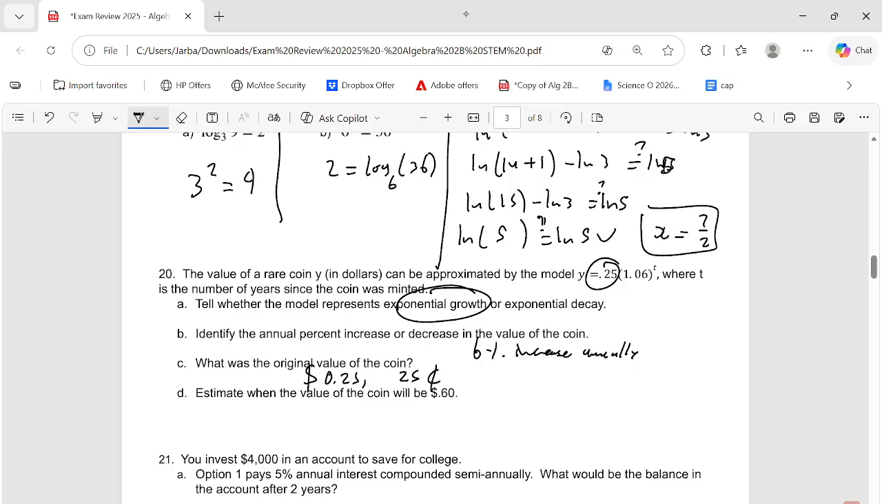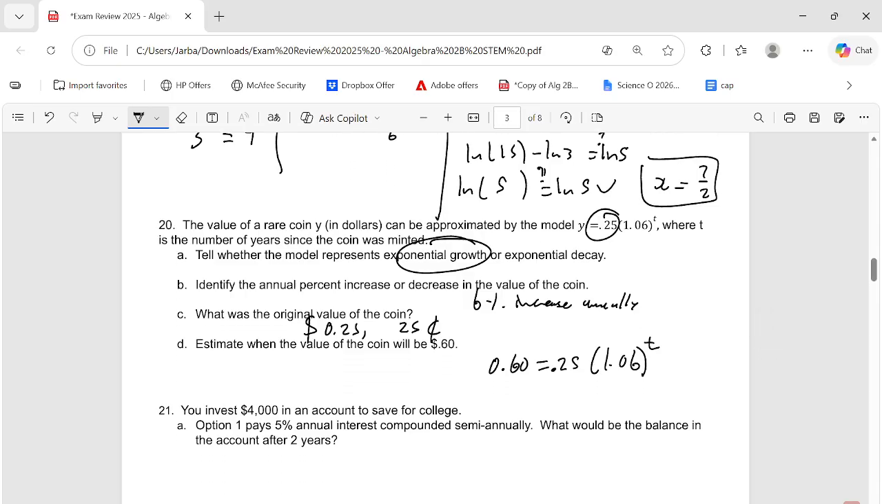Estimate when the value of the coin will be $0.60. Well, we could estimate it, but the way I'm going to do it is actually solve it. So 0.60 equals 0.25 times 1.06 to the t. We want to solve for t when our y is equal to 0.6. Before I can take the logarithm, I want to divide both sides by 0.25. So that's going to cancel, and I get 2.4.